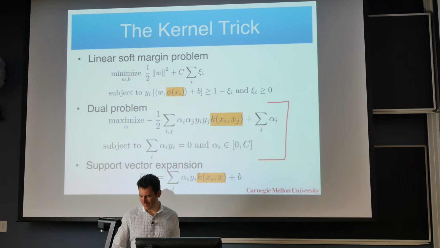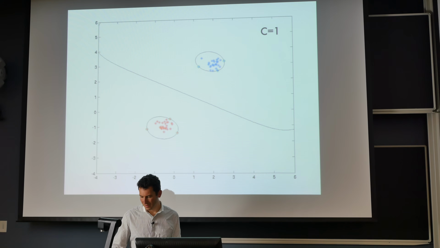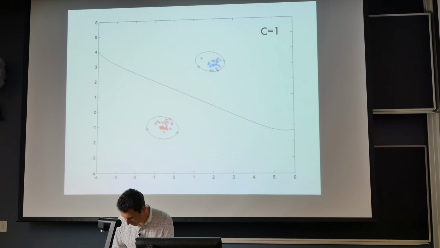Okay. Let's look at it in practice. So same type of data, C equals 1. And what you can already see here is something quite bizarre, right? You have support vectors at these two points, but this is also a support vector. Likewise here.